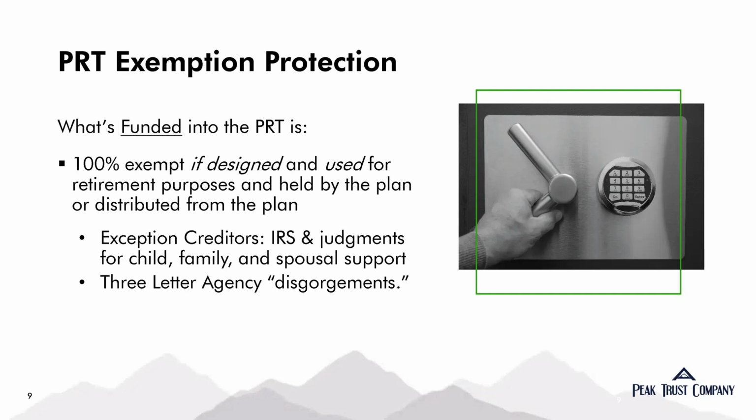We talked about the exception creditors: the IRS, child support, family support, spousal support, and three-letter agencies. Not a lot of people talk about those, but you have to be careful because exemptions, for them to be asserted, well, they have to be money judgments. Disgorgements, like from three-letter agencies, the FTC, the SEC, anywhere where the basic result is that you never had a legal right to the money to begin with, you cannot assert exemptions against those types of judgments.